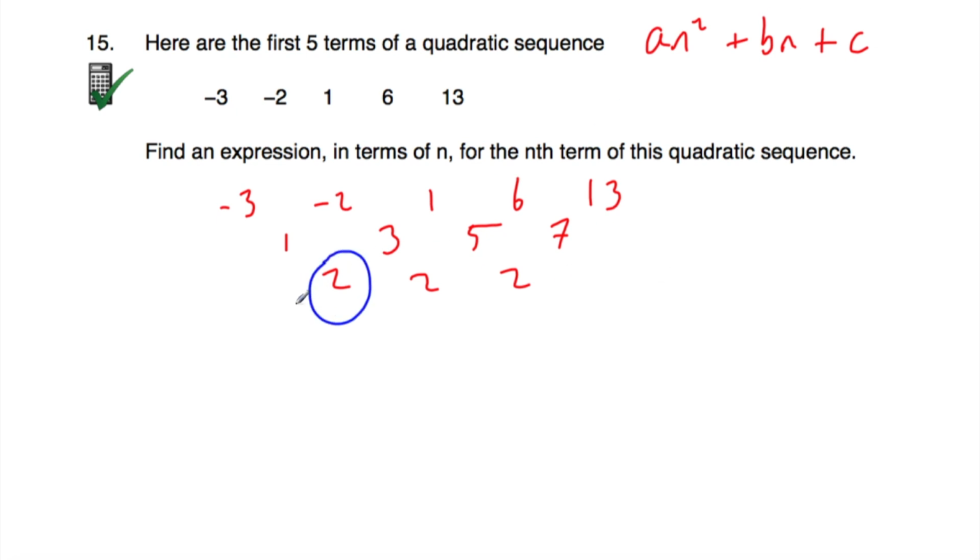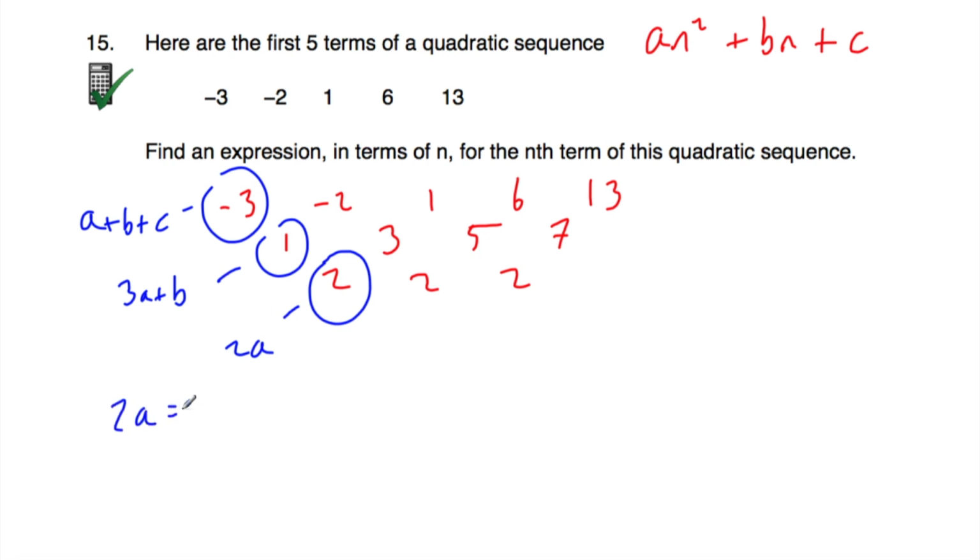Our second difference is equal to 2a, our first difference is equal to 3a plus b, and our first term in the sequence would be equal to a plus b plus c. So let's consider our second differences. We've got 2a is equal to 2. So if we divide by 2 and divide by 2, we get that a is equal to 1.